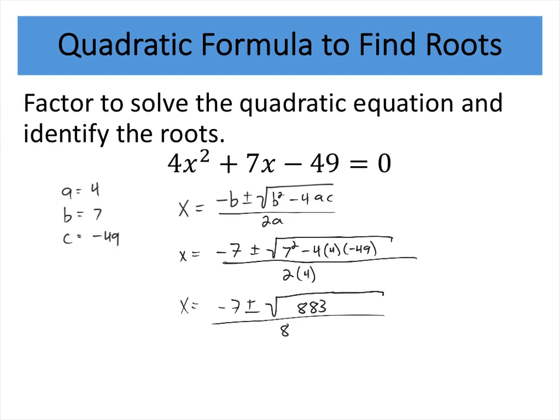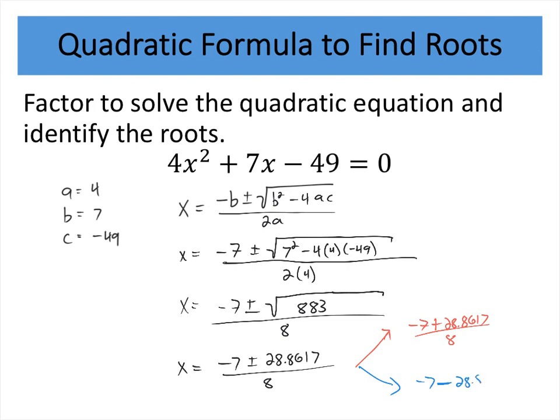And from here, it looks like we're stuck. Well, actually, I can take the square root and get a value. So negative 7 plus or minus 28.8617 all over 8. Remember, we've got the two values. The positive version, which is negative 7 plus 28.8617 over 8. And we have the minus version, which is negative 7 minus 28.8617 over 8. And just simplify these fractions.